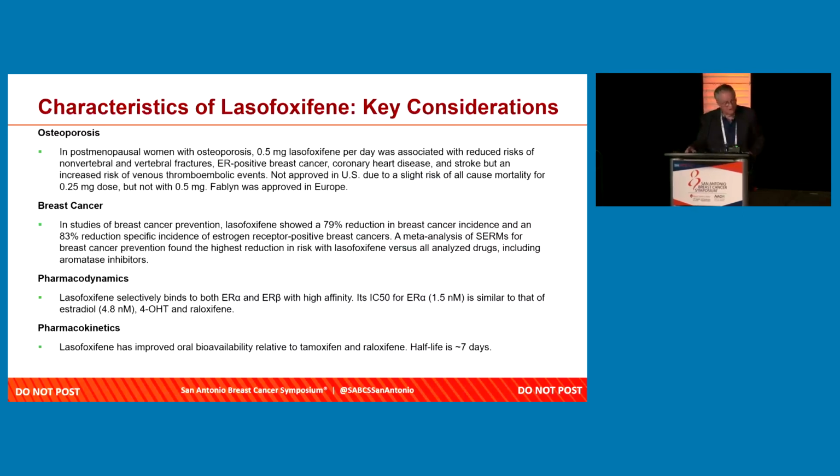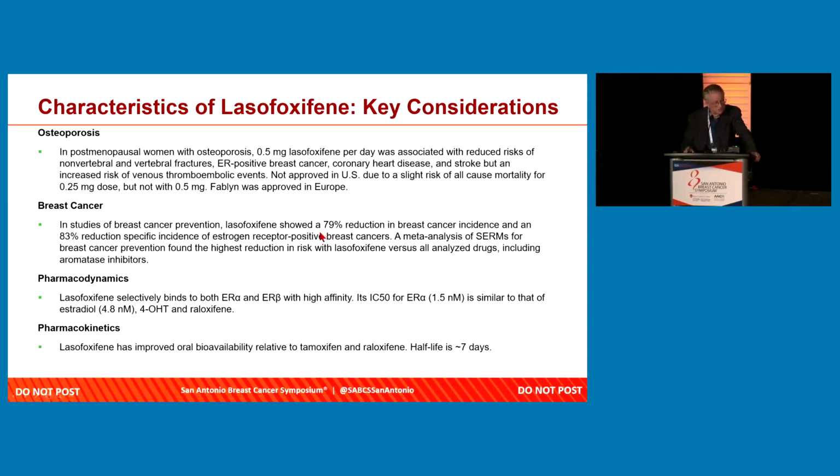So I'm going to talk a little bit about lasofoxifene at this point. It's actually been around a long time. It's a SERM that was developed a number of years ago, and it was tested pretty extensively as a potential osteoporosis inhibitor. 0.5 milligram per day given to women reduced the risk of non-vertebral and vertebral fractures, ER-positive breast cancer, heart disease, and stroke. It did increase VTE likelihood, but that's characteristic of all these molecules. It was never approved in the US because of a slight risk of all-cause mortality at a very low dose. And it was approved in Europe for a while, but then Pfizer abandoned it some years later because they didn't feel that it would be competitive in the market they wanted to use it. But nobody considered it really as a potential therapeutic drug for treating breast cancer.